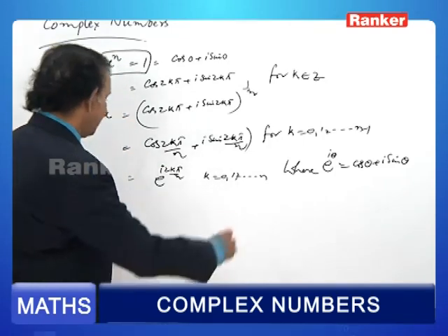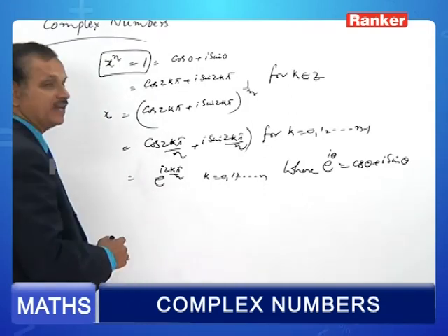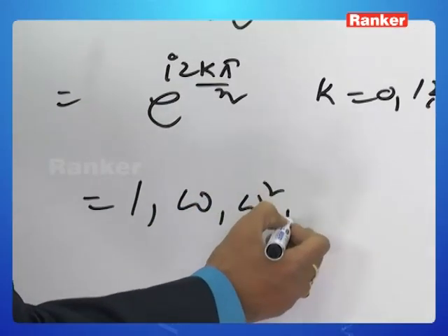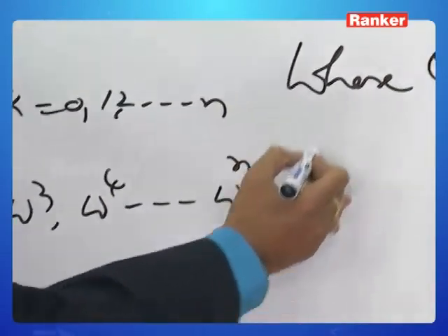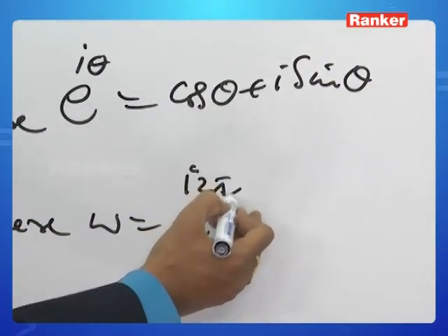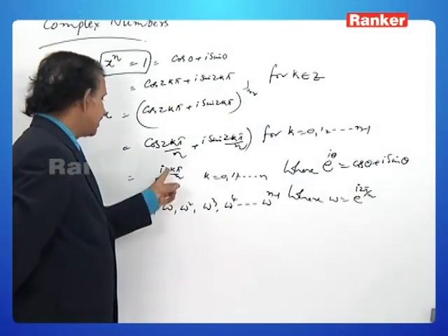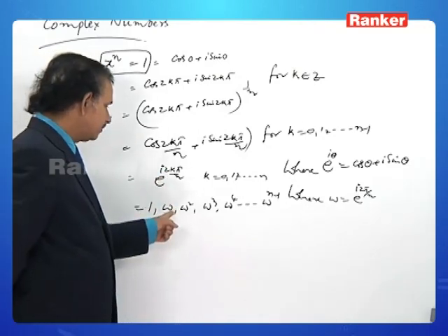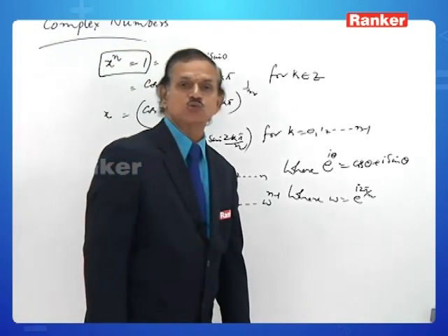2k pi by n. If k is 0, it is 1. If k is 1, then e power i 2 pi by n. Now, I like to write this as 1, omega, omega square, omega cube, omega power 4, etc., omega power n minus 1, where omega is equal to e power i 2 pi by n. If k is 0, e power 0 is 1. If k is 1, e power i 2 pi by n. If k is 2, e power i 4 pi by n, and so on. These are the nth roots of unity.